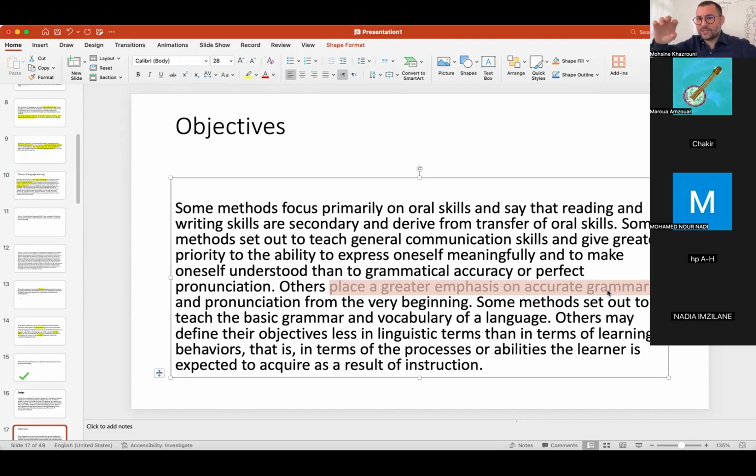For example, present perfect. By the end of this class, the student should be able to produce this structure. I have read a book. I have done my homework. They should be able to do it accurately. That's my purpose, grammar. Or sometimes pronunciation. I would like to highlight pronunciation. So all these are objectives.